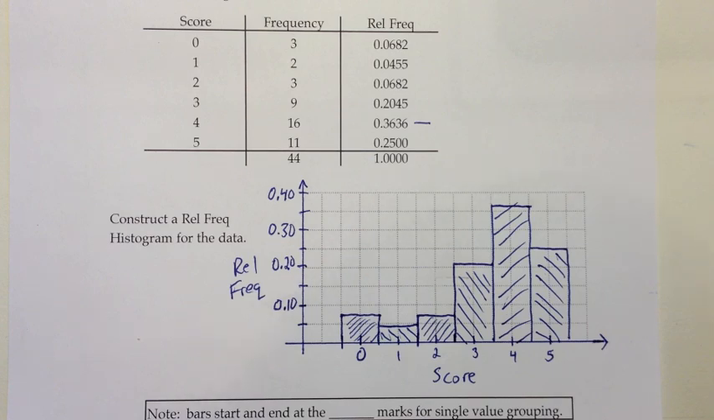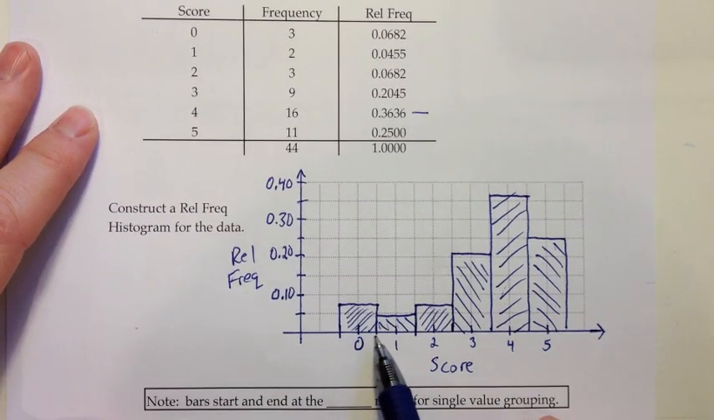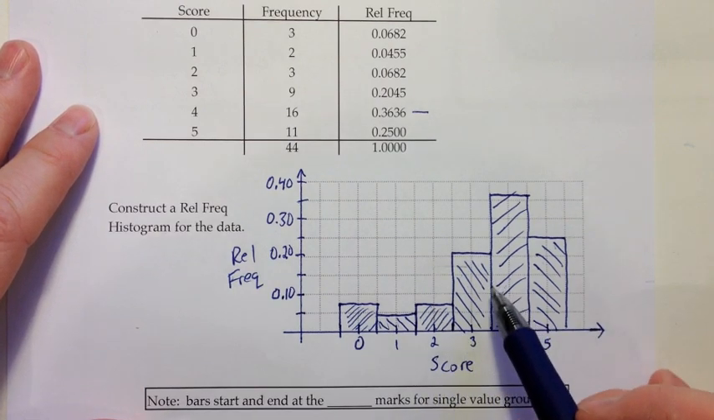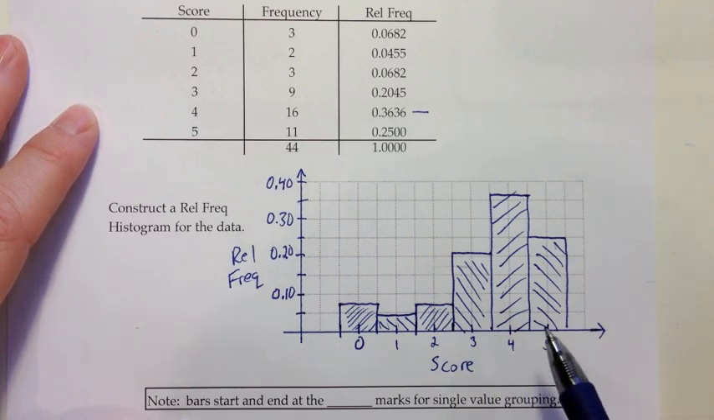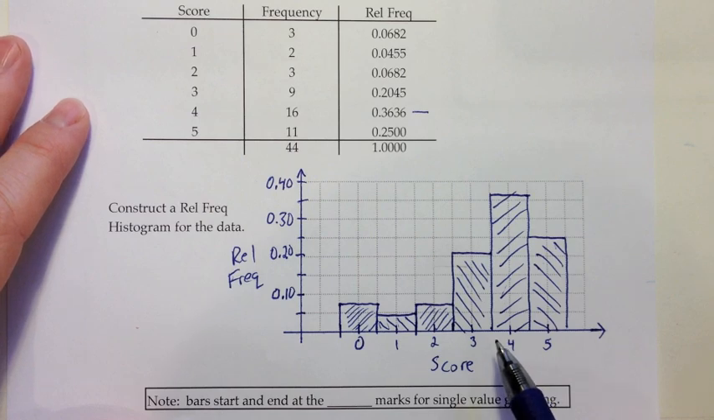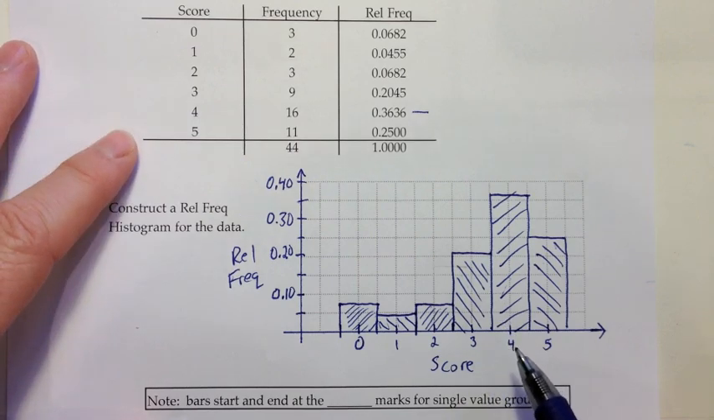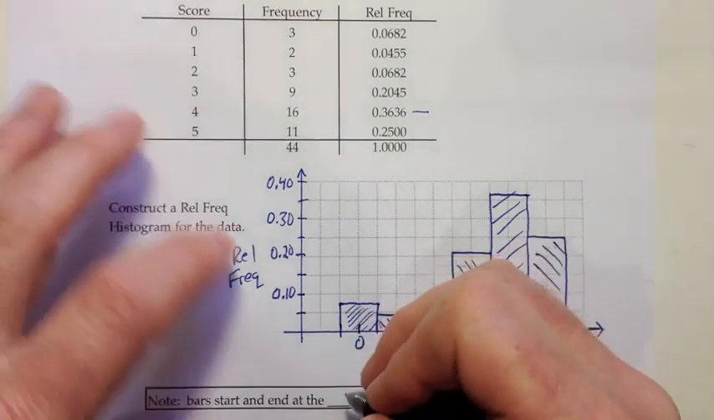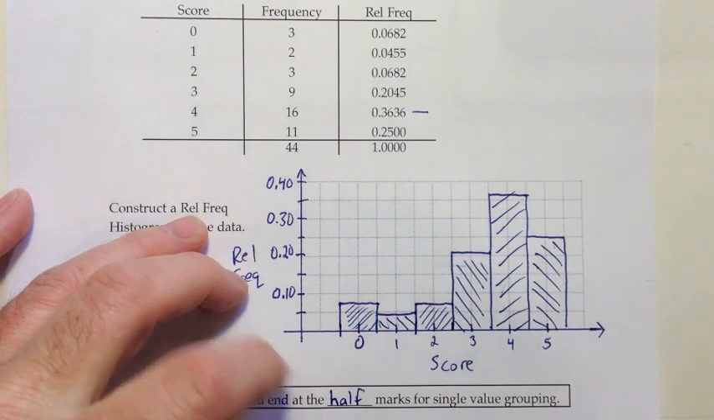And the main thing that we want to notice that was different there is that the bars did go from half mark to half mark rather than lower cut point to lower cut point. And again, that's just to emphasize that this is the bar for 3, not 4. And doing that half mark to half mark takes out all that confusion. So that's something we only do for single value. If it was classes of data, we would still go from lower cut point to lower cut point like before. But note, the bars do start and end at the half marks for single value grouping.